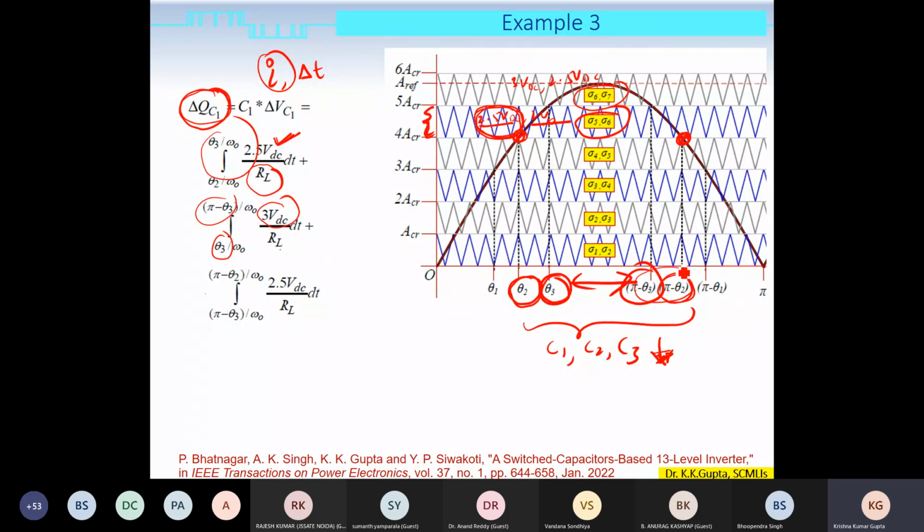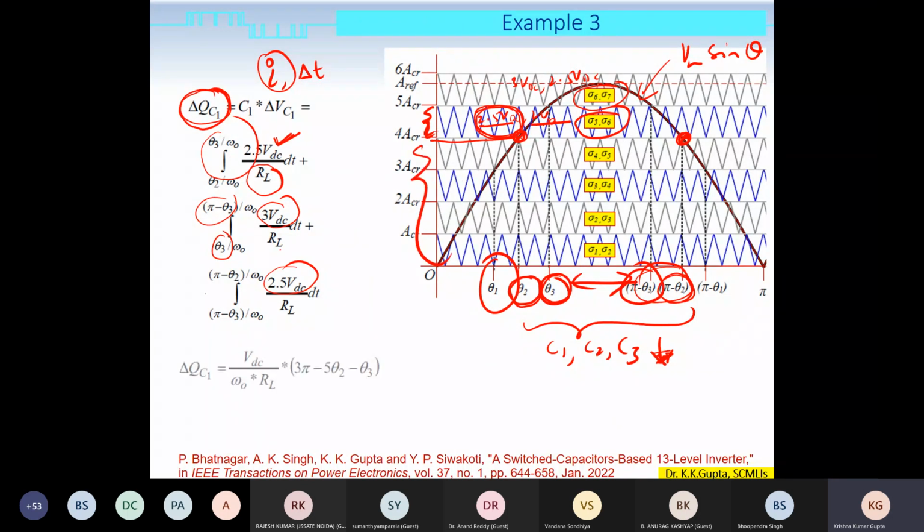And similarly for the remaining part, like pi minus theta 3 to pi minus theta 2, I have taken the larger voltage, which is 2.5 VDC. Right? So these angles can be easily calculated, right? You know this expression, maybe this is Vm sine theta and this is theta 1, and you also know this magnitude, this is 4 CR.